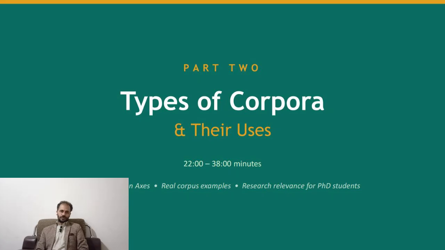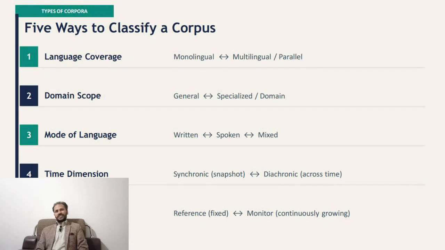Now let's go to part 2. Types of corpora and their uses. Not all corpora are designed the same way. They differ according to their purpose, their content, their language, and their time frame. Understanding these differences helps you choose the right corpus for your research question.